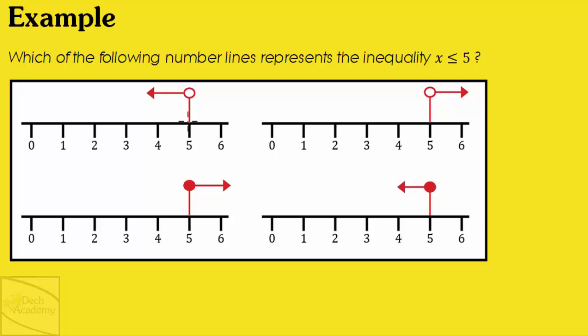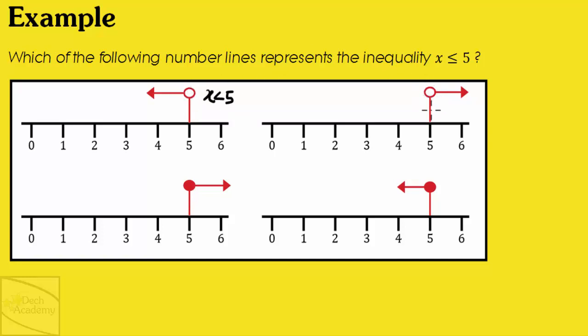So all these number lines represent values of 5, and we need to show the valid values of x, i.e. the ones that are less than or equal to 5. So this number line means what? It means x is not equal to 5, but x can be less than 5. The unshaded circle shows that x is not equal to 5.